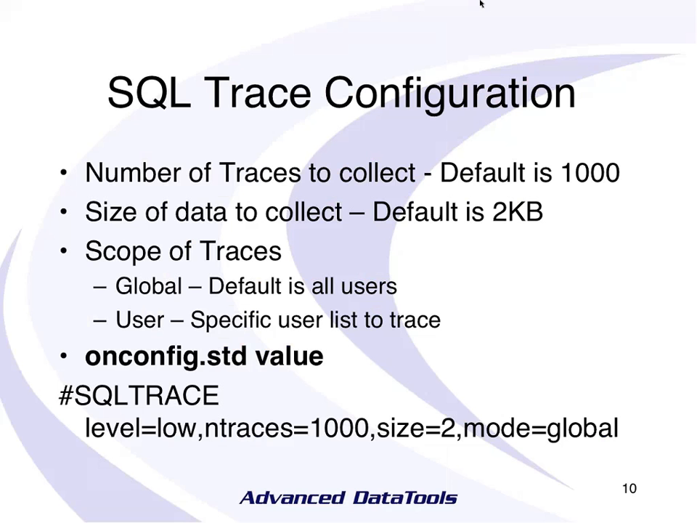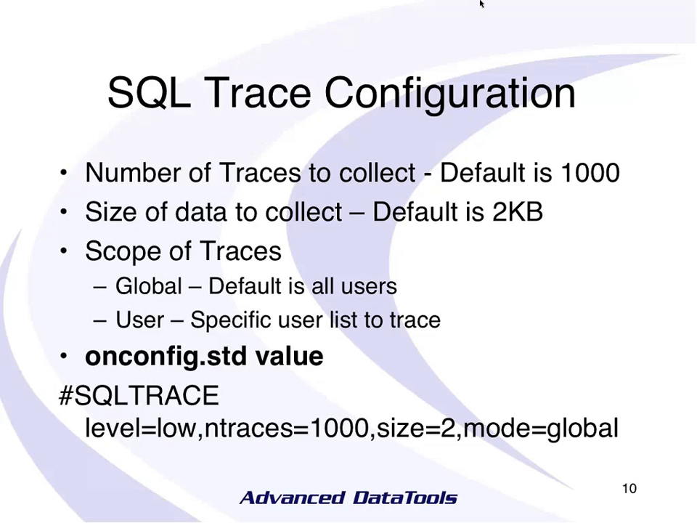Now, the other thing you can do is configure the number of SQL statements to trace. And the default is 1,000, and the default size of data is about 2K. You can increase that. If you go with the defaults, that means when the 1,001st SQL statement is run, the first statement that was collected gets discarded to make room for that. And you can also specify what user you want to trace, or all users, which is the default.